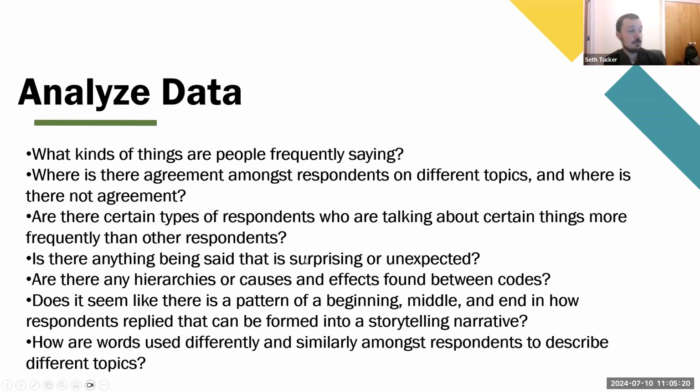Is there anything being said that is surprising or unexpected? Are there any hierarchies or causes and effects found between codes? Does it seem like there's a pattern of a beginning, middle, and end in how people are replying or how they're talking about things? And how are words used differently and similarly amongst respondents to describe different topics? Again, are younger people talking about things differently than older people or something like that? Is there a way that we can see how words are being used differently? And so as we look through our spreadsheet, we can ask ourselves these questions to start creating patterns and themes and narratives for our data.